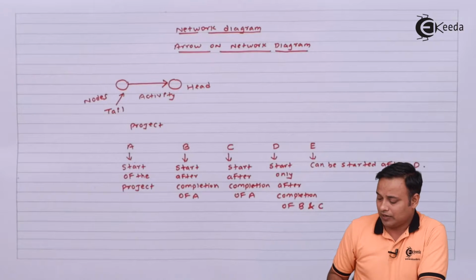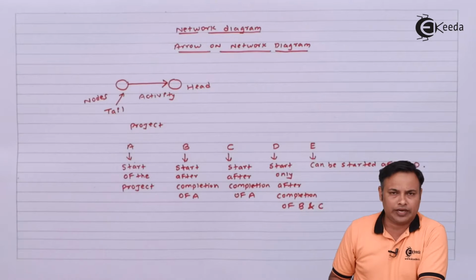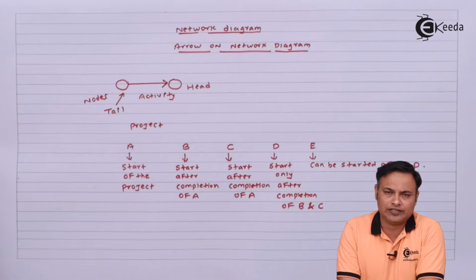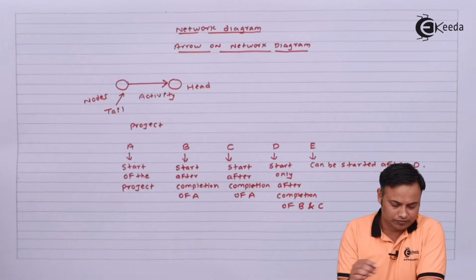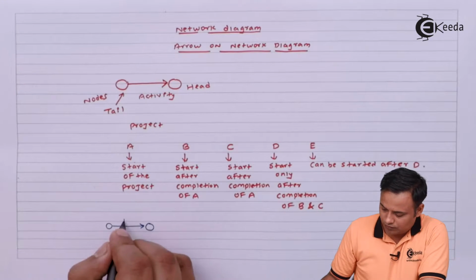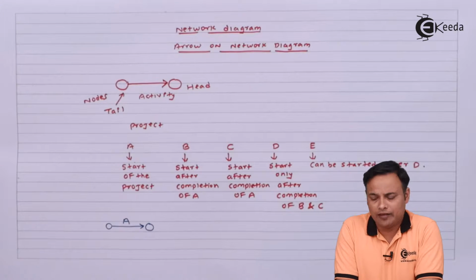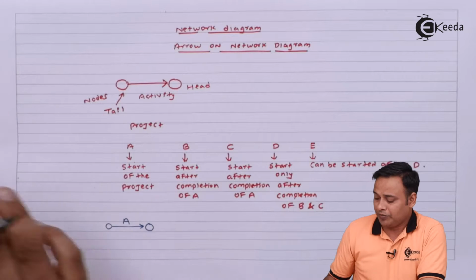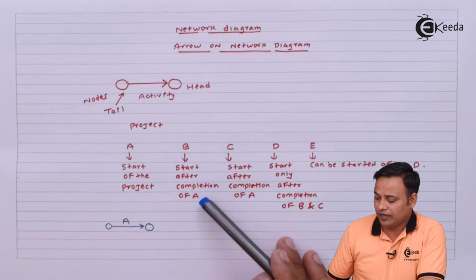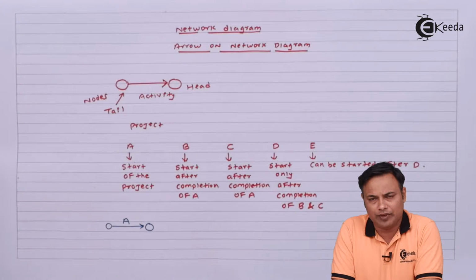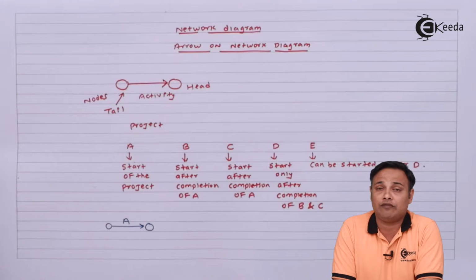In this example, A is the start of the project. So A will be my initial activity. Let's first draw activity A. So this is my activity A, and we have clearly specified in the problem that B can start after completion of A, and C can start after completion of A. So I can start B and C only after completion of A.